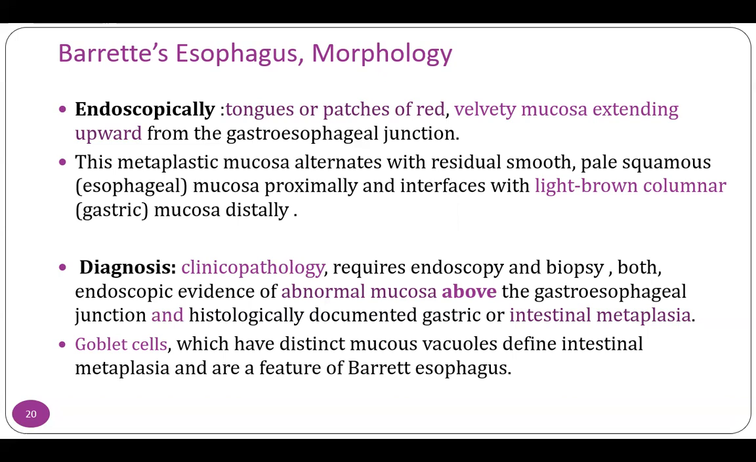So for the diagnosis of Barrett esophagus, is it enough to take a biopsy from the lower part of the esophagus and find columnar mucosa with goblet cells? Is it enough for the diagnosis of Barrett esophagus?